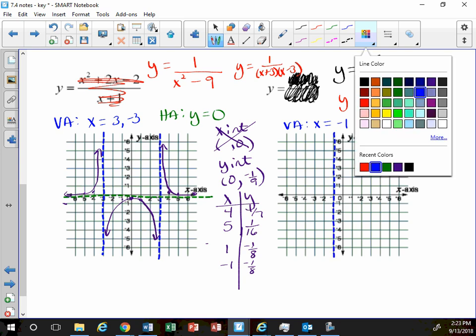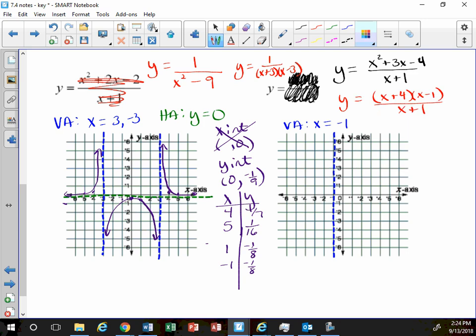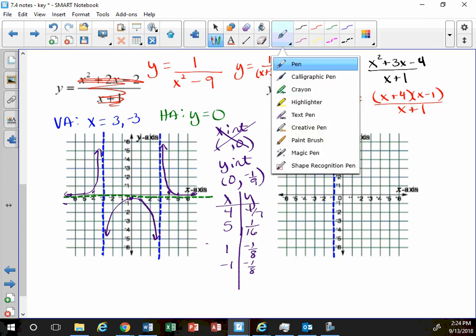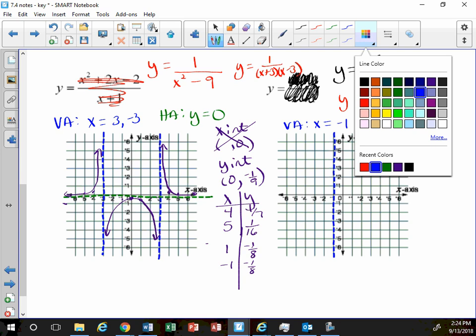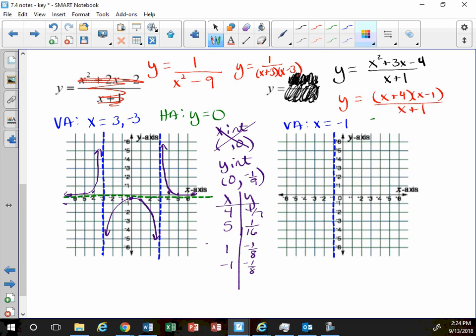All right. Now the exciting part of this one. Is this top heavy, bottom heavy, or equal? Top heavy. That means we have a slant asymptote this time, so it's not horizontal. It is a slant. The way we find that is with division.